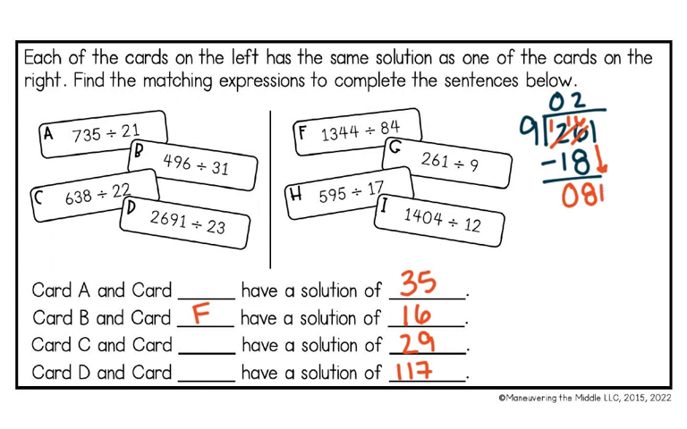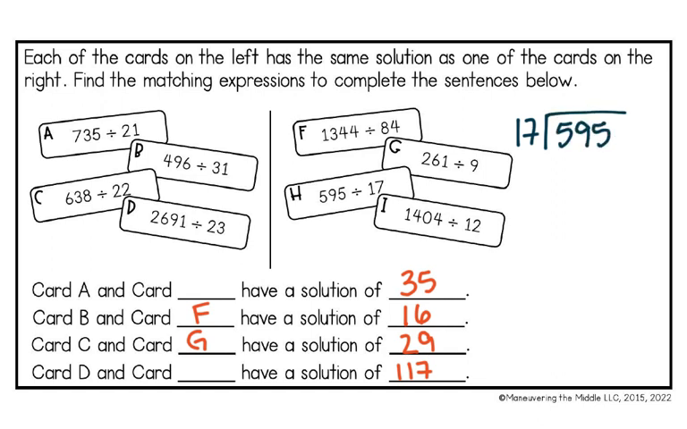Bring down the 1, so we have 81. 9 can go into 81 9 times. 9 times 9 is 81. Subtract, we get 0. So card G has an answer of 29, which matches card C. So card C and card G have a solution of 29. Card H. We have 595 divided by 17. We go ahead and put 17 on the outside and put 595 on the inside.